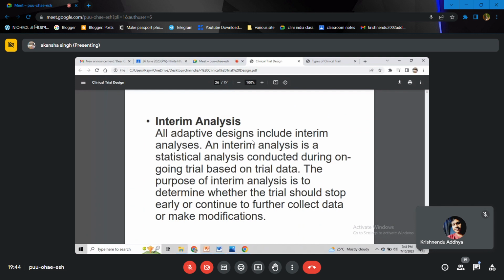So interim analysis is that same thing. Interim means based upon the initial analysis, we have to decide whether to stop or continue with further analysis. Interim means initial data, initial results. We have to analyze whether that trial should be stopped, whether we have to continue with it, or whether we have to change some methodology or make a modification.